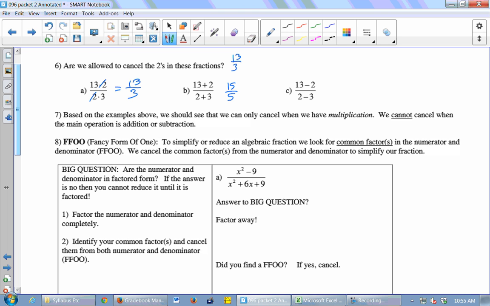You add the tops, add the bottoms, then divide, and 15 over 5 is 3. Is 3 the same as 13 thirds? No, so it must be that that shortcut was not allowed. So if you're ever tempted or can't remember when you're allowed to cancel, just put in some numbers and check. How about in this case, 13 minus 2 over 2 minus 3? No, because those are separated by subtraction.